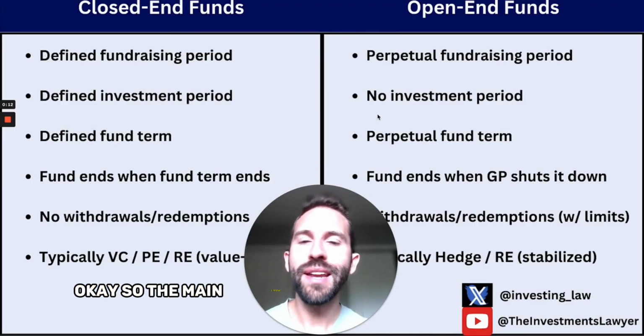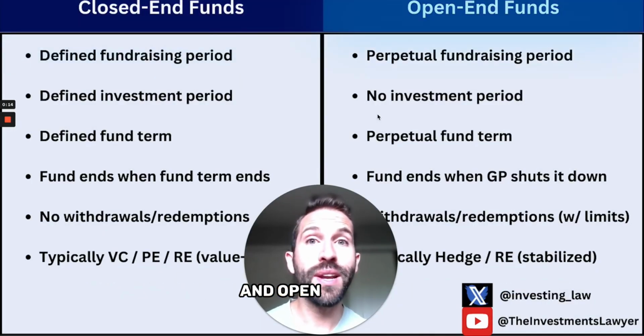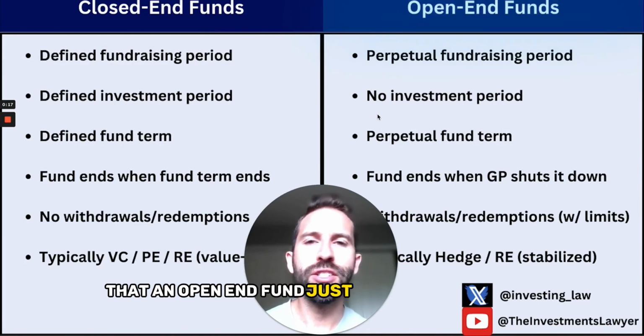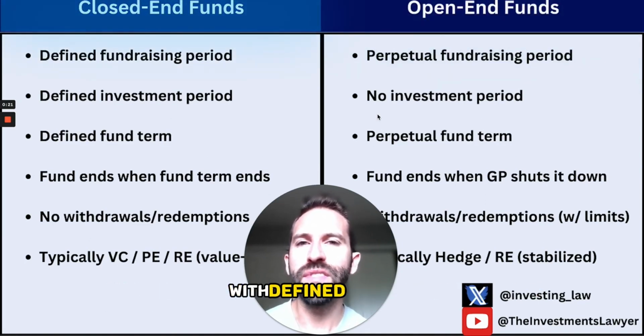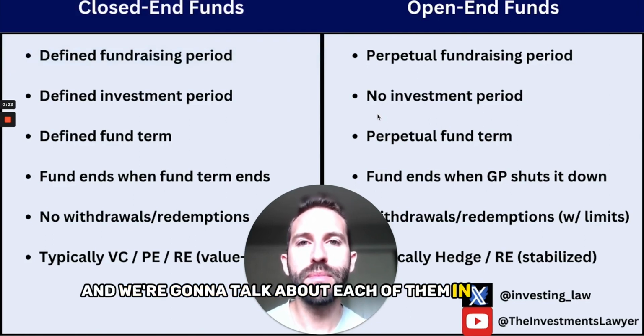Okay, so the main difference between a closed-end fund and an open-end fund is that an open-end fund just kind of lasts forever, and a closed-end fund has a defined life with defined periods, and we're going to talk about each of them in this video.